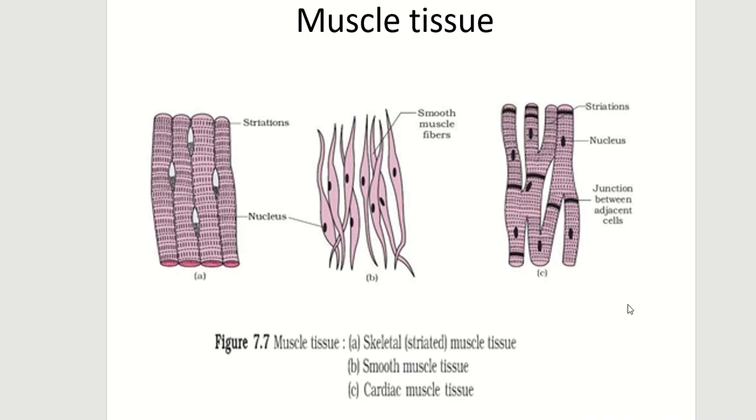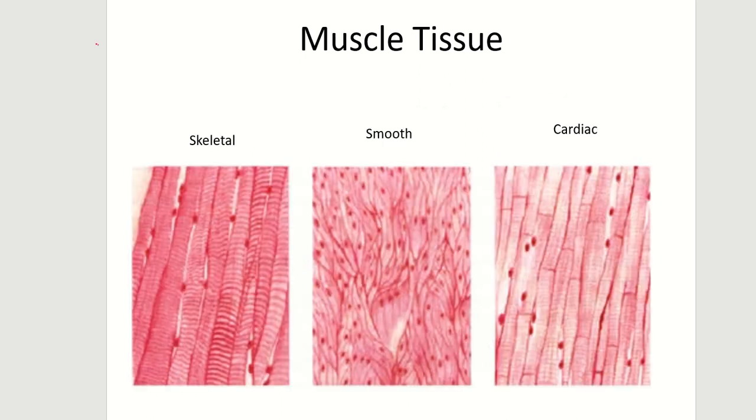This is your textbook diagram where we are seeing the skeletal muscles or the striated muscles. These are the smooth muscles which are tapering at the edges, and these are called fusiform shape. And here you have the branched cardiac muscles. Here you have the sections of the skeletal muscle, smooth muscle, and the cardiac muscle.